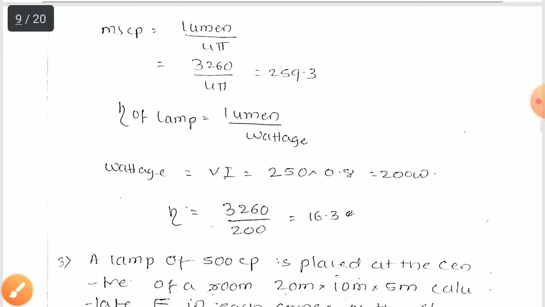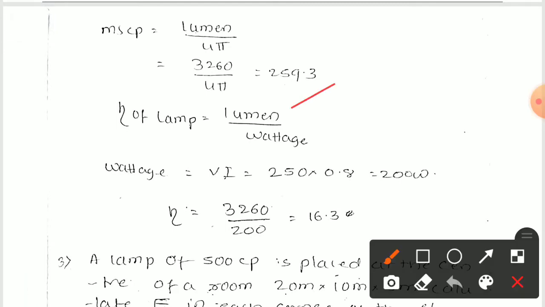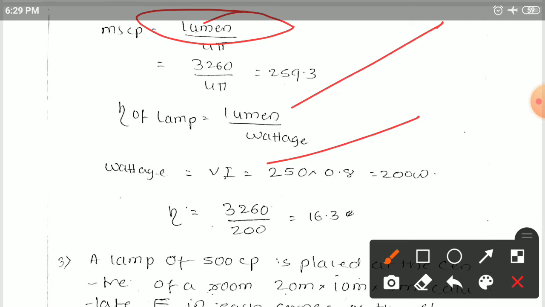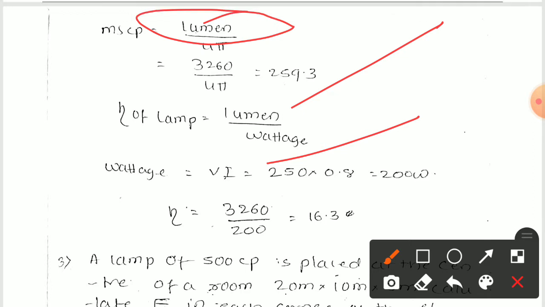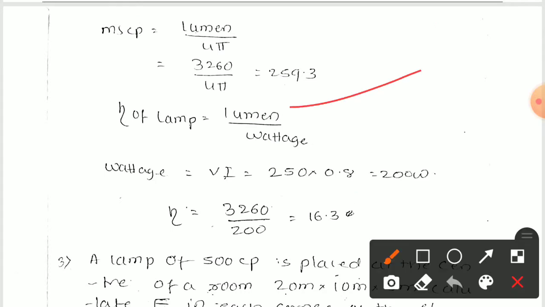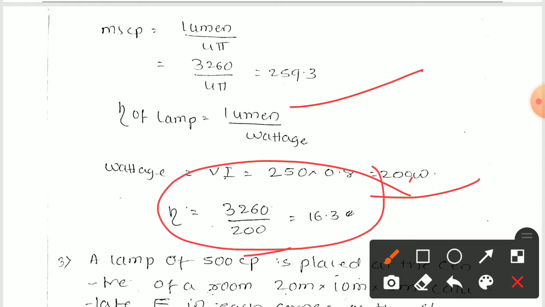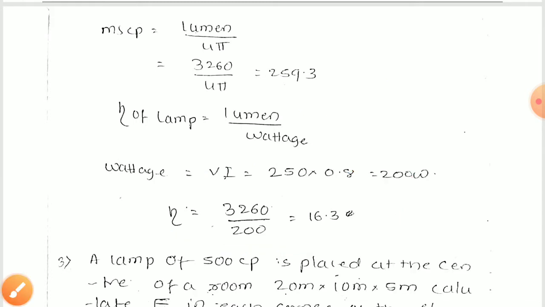Efficiency of a lamp is output lumens divided by wattage. Lumens they have given; wattage you have to calculate. Power P is equal to V into I. With V equal to 250 volts and I given, you will get 200 watt as the power. Substituting the lumens and wattage, you will get the efficiency of the lamp as 16.3%.